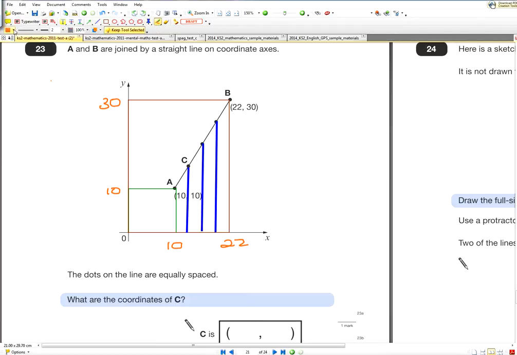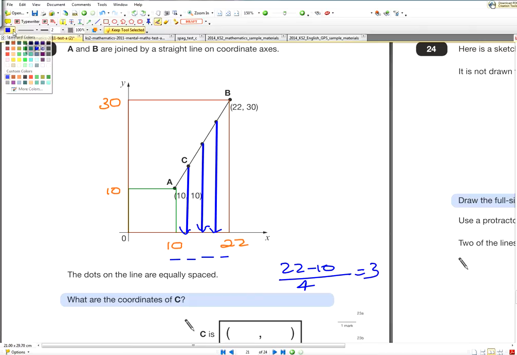Right, let's have a look. So how many equal spaces do we have now? 1, 2, 3, and 4. So we've got 22 take away 10. It's 12. 12 divided by 4 is 3. So that means each gap is worth 3. So 10 and the next number here will be 13. 10 add 3 is 13. So that would be 13.